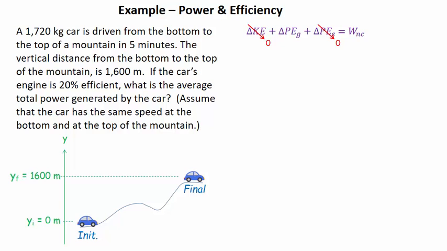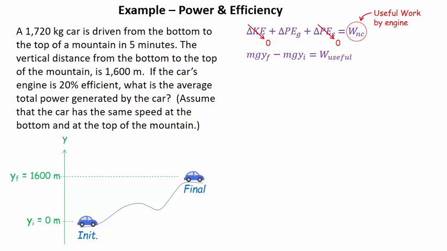Would we call that the useful work, or would we call that the total work that the engine has to do to get the car to the top of the hill? In this equation, we can see that the change in the gravitational potential energy is equal to this work. What we're trying to do is get the car to the top of the hill. In other words, we're trying to give the car that amount of potential energy. So that is the useful work. That is what we're trying to accomplish. So in this equation, the work by the non-conservative force is the useful work by the engine.